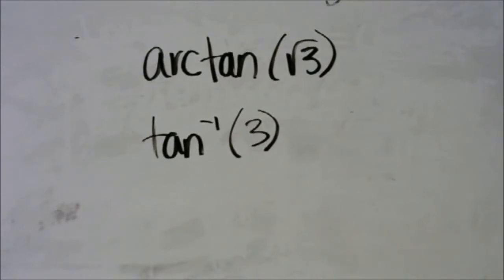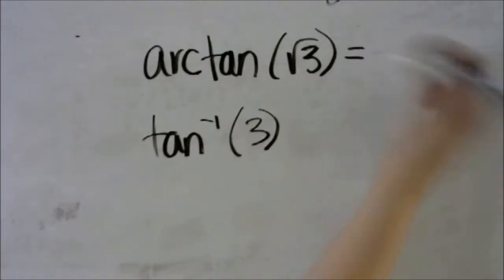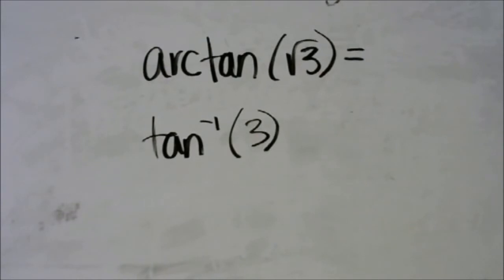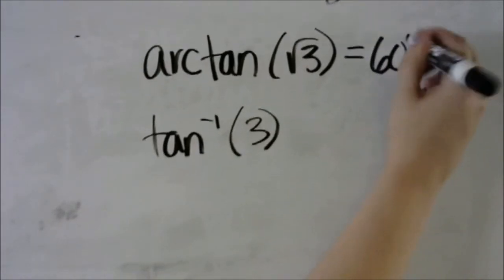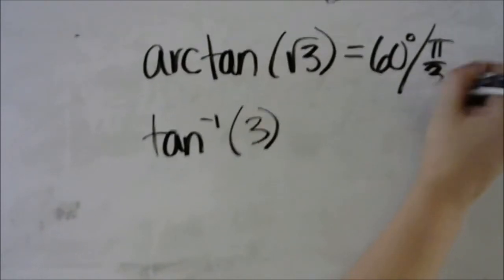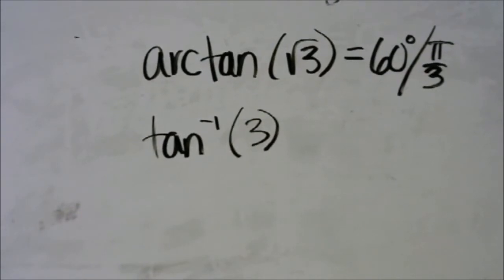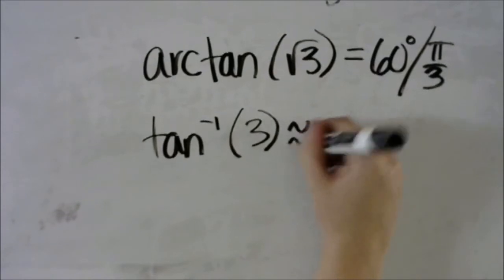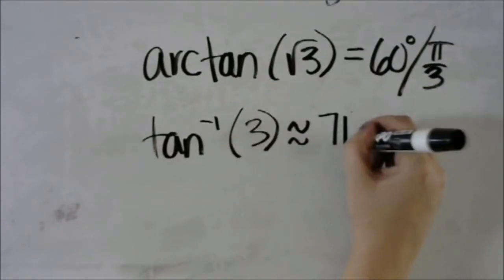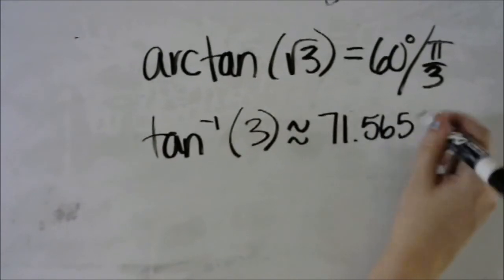Is rad 3 a tangent value from the unit circle? Yes. Which angle on the unit circle between negative pi halves and positive pi halves has a tangent value of rad 3? The answer is 60 degrees or pi thirds. 3 is not a tangent value on the unit circle. So for inverse tangent of 3, we're going to use our calculator and give an approximate value. The approximate value for inverse tangent of 3 is 71.565 degrees.